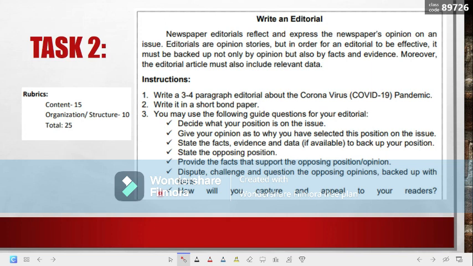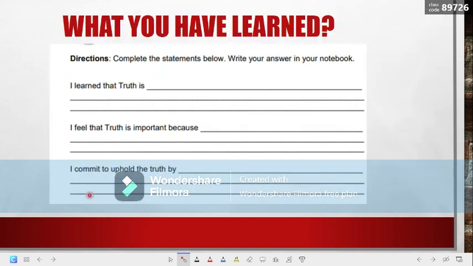So you have to make this task number 2. Okay, let's proceed to the continuation of this task. What you have learned. So, complete the statements below or write your answer in your activity notebook. The first statement is, I learned that truth is. So, you have to complete that one. Then, I feel that truth is important because. Then, the third statement, I commit to uphold the truth by. Okay? So, you have to complete those three statements.